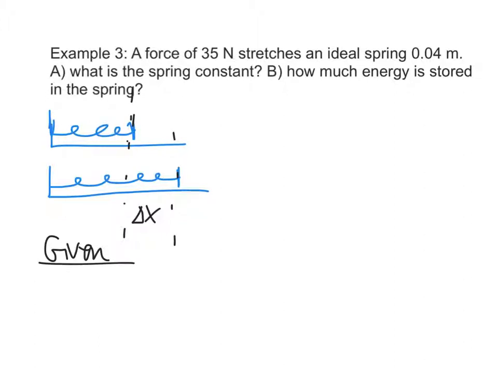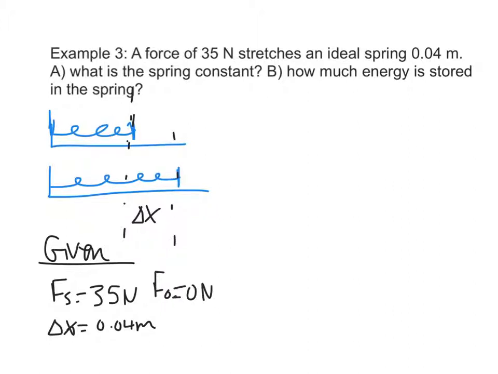Given information, we know that the spring force, Fs, is 35 newtons. We know that the delta x is 0.04 meters. It's an ideal spring, so F0 is 0 newtons. Unless it says otherwise, unless it gives you a spring preload, you can assume that these are all ideal springs. And what are we looking for? We are looking for the spring constant K and how much energy is stored in the spring, EEL.